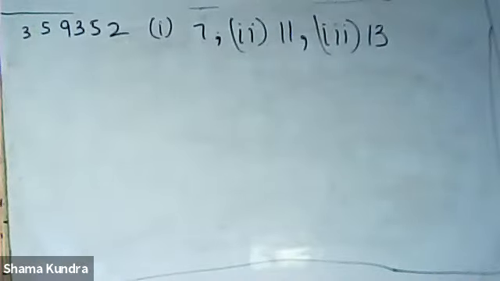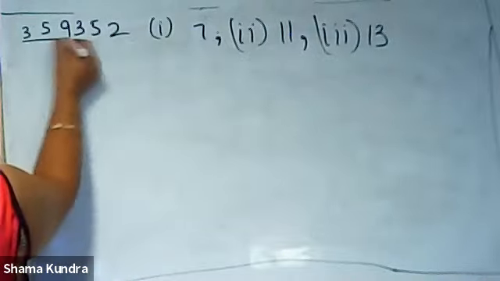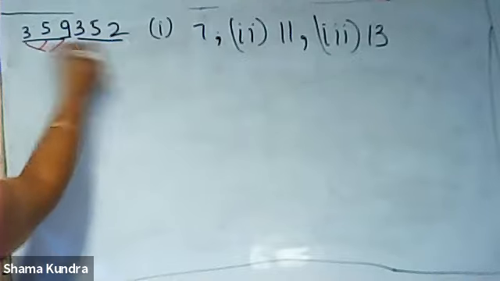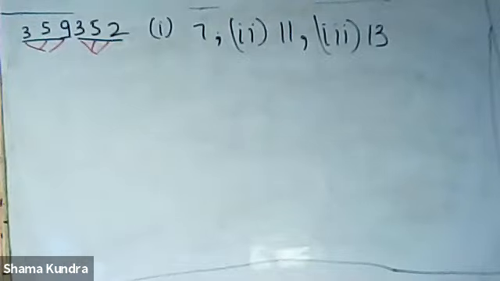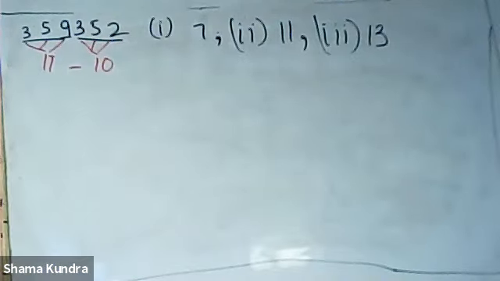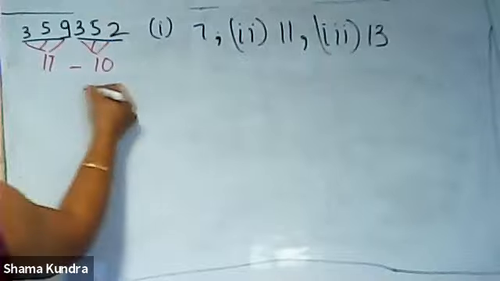Using the shortcut trick, first of all, make 3 pairs and then take their sum and then subtract. After making 3 pairs, add them. Add these three numbers. What you will get? You will get 17 and 10. Next step is take their difference. 17 minus 10. It is 7.